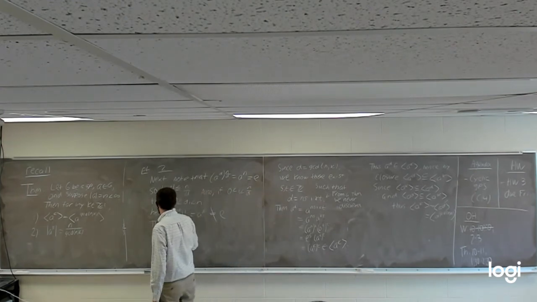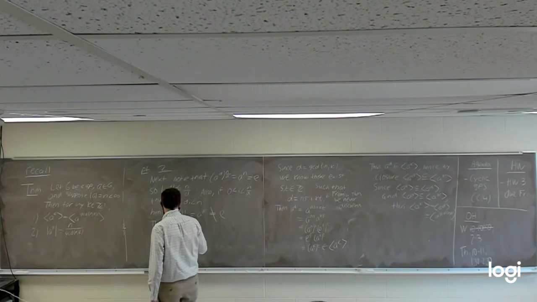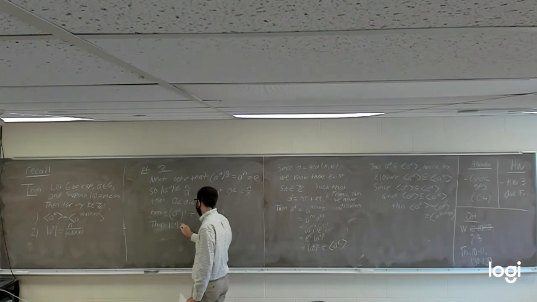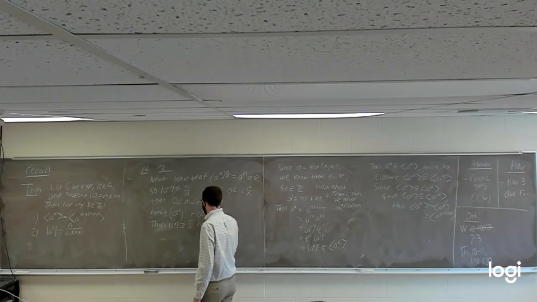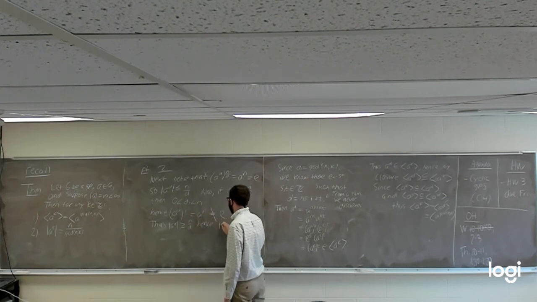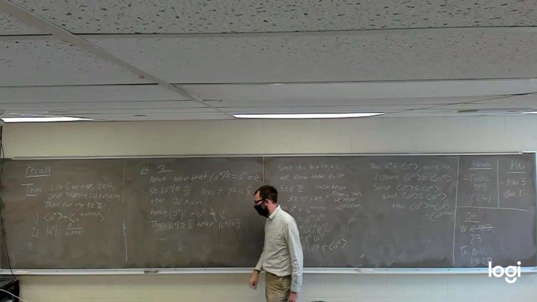Thus, that tells us that the order of a to the d has to be greater than or equal to n over d. And hence, a to the d has to have order equal to n over d exactly.